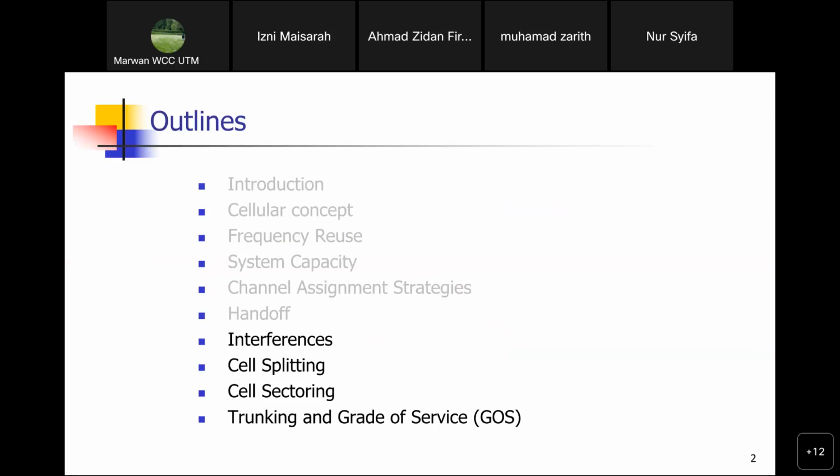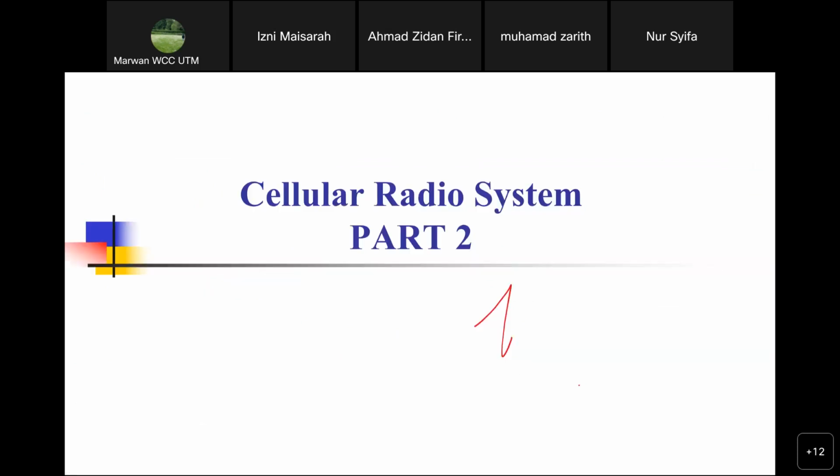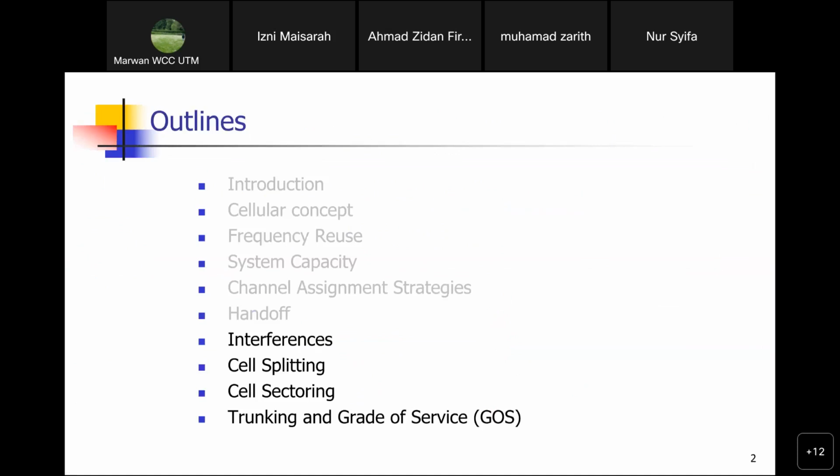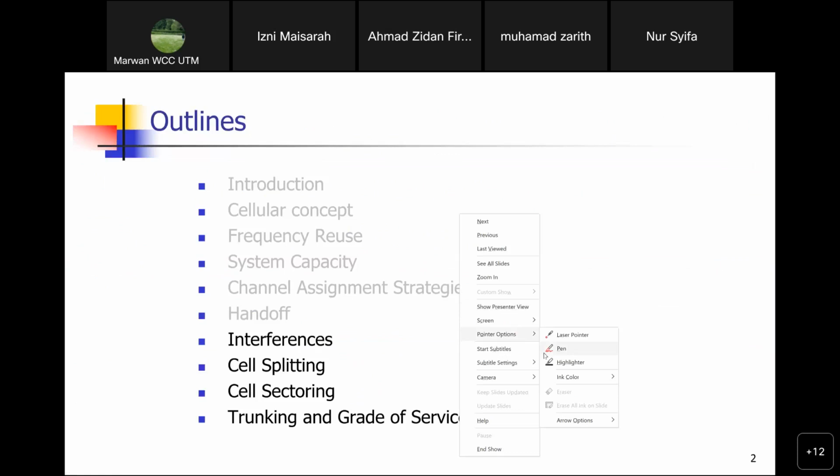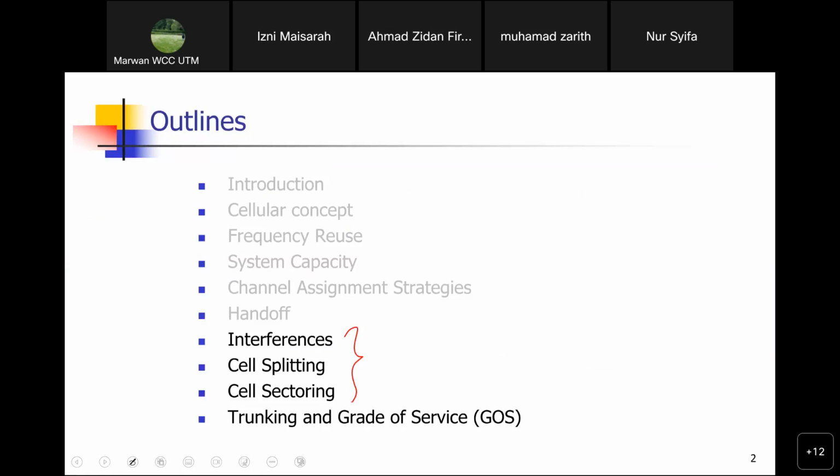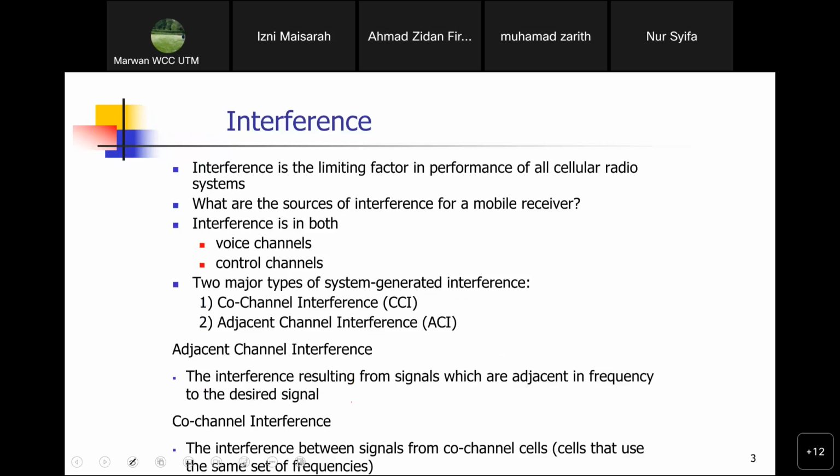Okay, so what we're going to do is look at these three topics, interference. This is why we do all our modeling based on the distance. So when it comes to interference, these are among some of the points here.